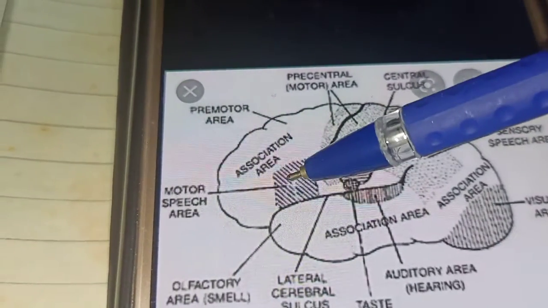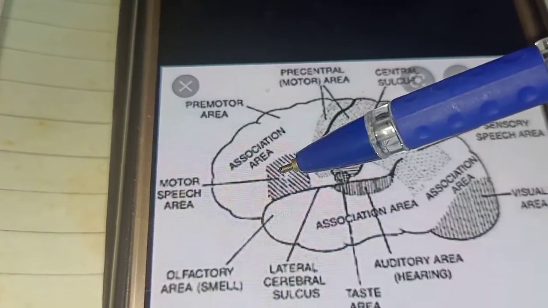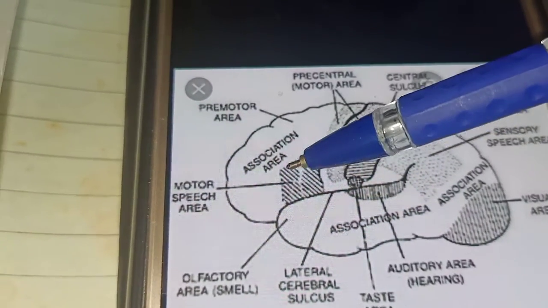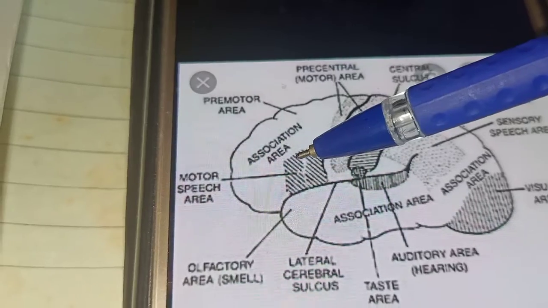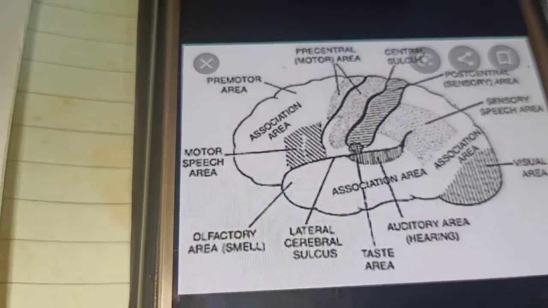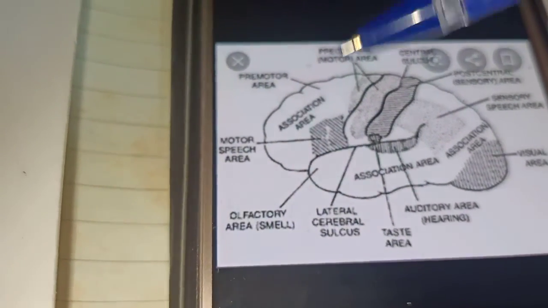Broca's area, or motor speech area, is for our speech, how clear the speech is, what we speak. Okay, and there is also one sensory area which is responsible for the senses of touch and pressure.